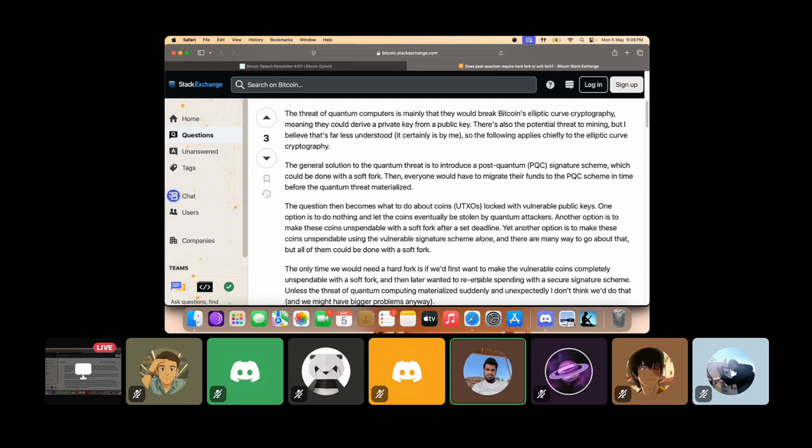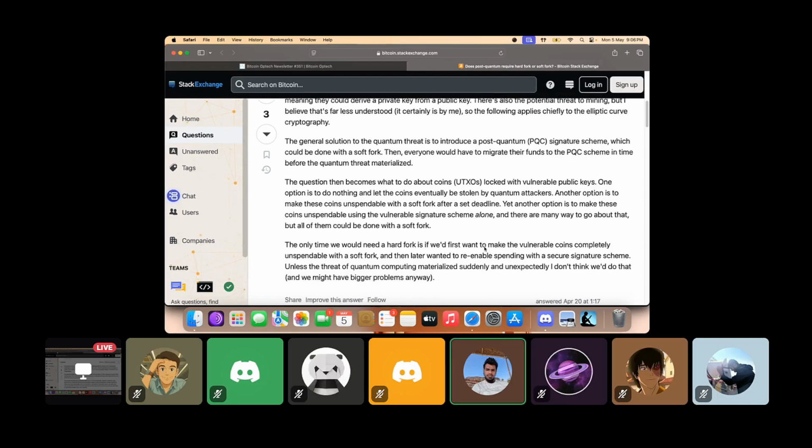When would a hard fork be required? Hard fork would be required in combination with a soft fork. So with a soft fork, you make all the coins that are associated with quantum vulnerable addresses unspendable. Then you do a hard fork, and with that hard fork, you introduce quantum resistant addresses, and then you make those coins spendable again.